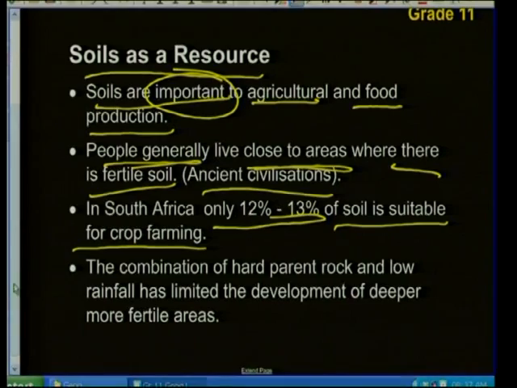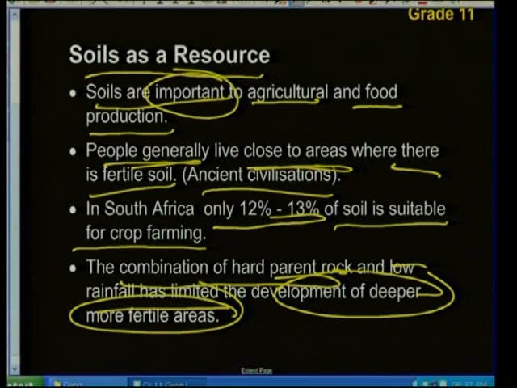The next aspect, the combination of hard parent rock and low rainfall has limited the development of deeper, more fertile soils. Simply put, and you'll remember from our lessons in geomorphology, large parts of South Africa have hardened rock, hardened igneous rock, which makes the performance of agricultural activities that much more difficult. In order to ensure, we've got to now look for areas that have fertile soils. Unfortunately, in our country, we don't have areas that are very fertile in soil. And this necessitates the transporting of water to these areas in order to ensure that there is agricultural activity occurring.